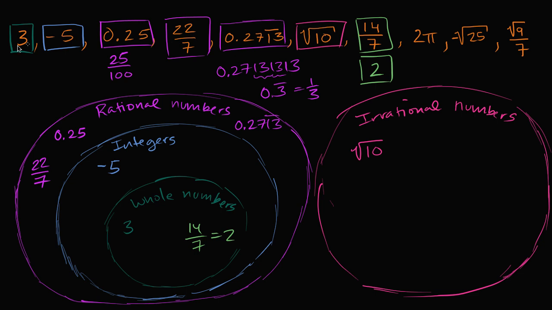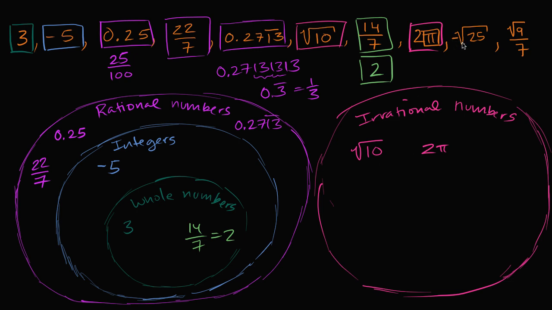Now 2 pi. Pi is an irrational number. So if we just take an integer multiple of pi like that, this is also going to be an irrational number. If you looked at its decimal representation, it will never repeat. So that's 2 pi right over there.